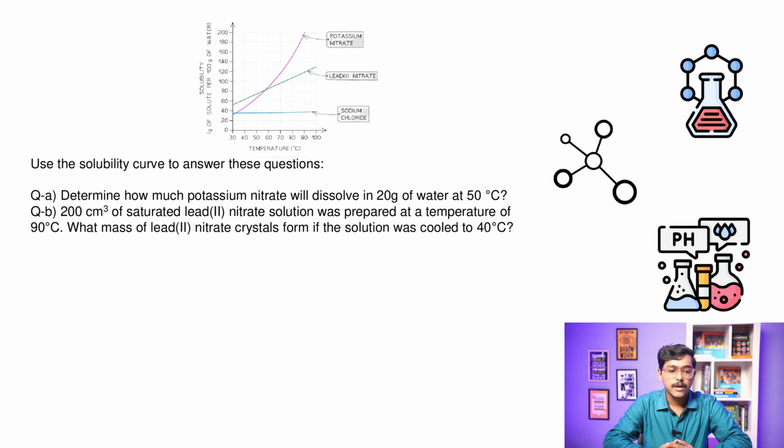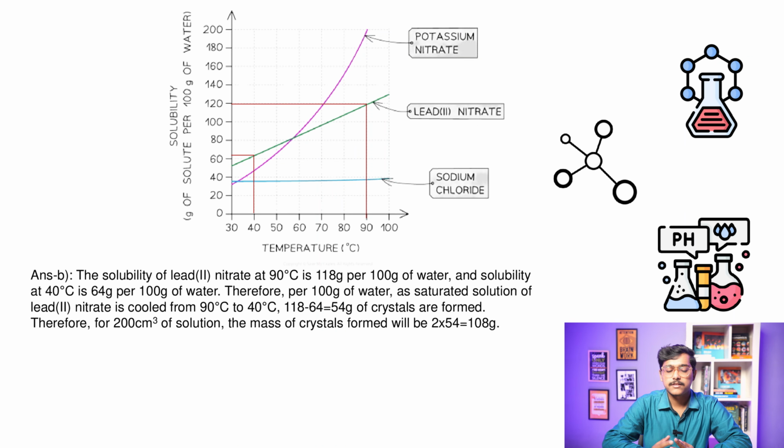In this question, we have to use a solubility curve to answer the questions. The first question is as follows. Determine how much potassium nitrate will dissolve in 20 grams of water at 50 degrees Celsius. So to answer this question, from the graph, we see that the solubility of potassium nitrate at 50 degrees Celsius in 100 grams of water is 68 grams. Therefore, in 20 grams of water, by using the unitary method, we find that it is 13.6 grams of potassium nitrate that will dissolve. So the answer is as follows.